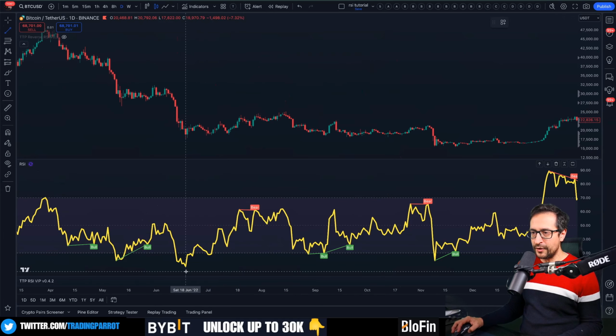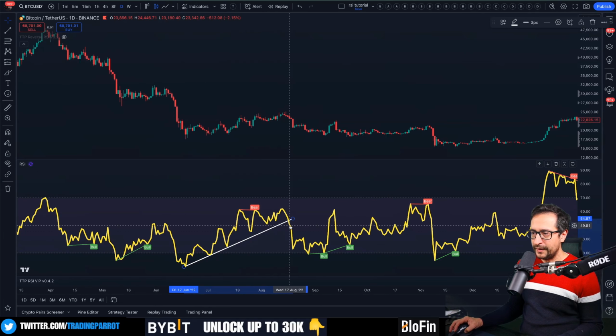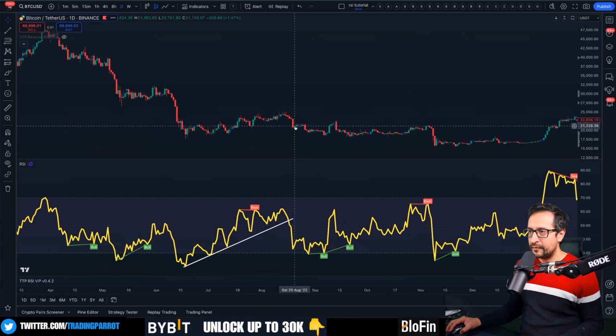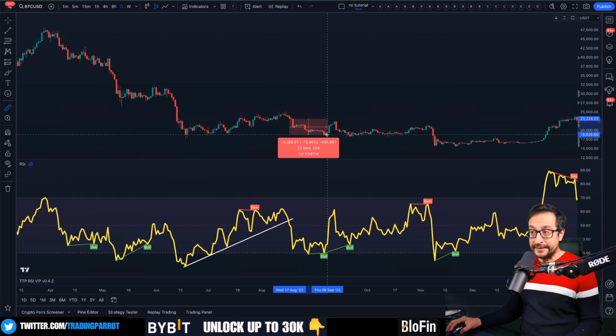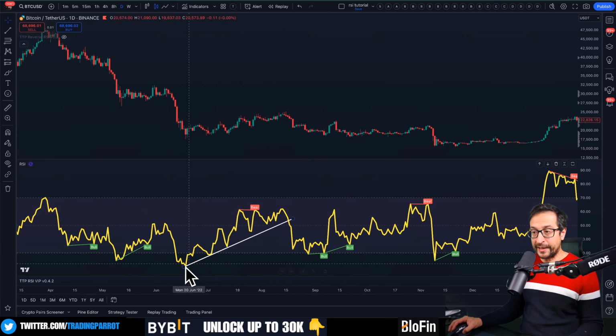Here we have another short that looks pretty juicy. Think about this. On the 17th of August of 2022, you are in a bear market and you have 1, 2, 3 touches and a breakdown. You close right there with RSI 51. Right after that, you get a move of 19% to the downside. So that's a great setup.